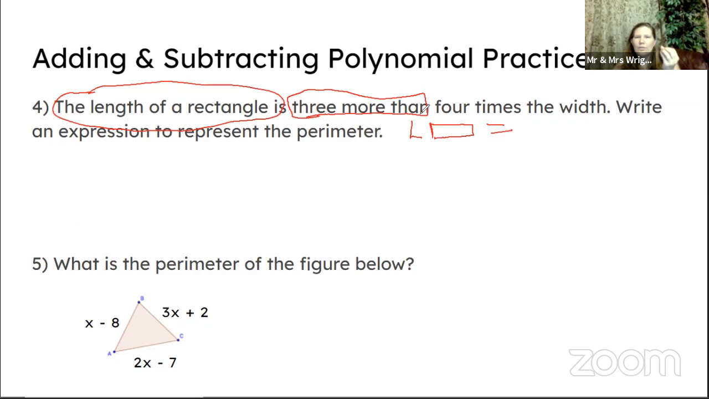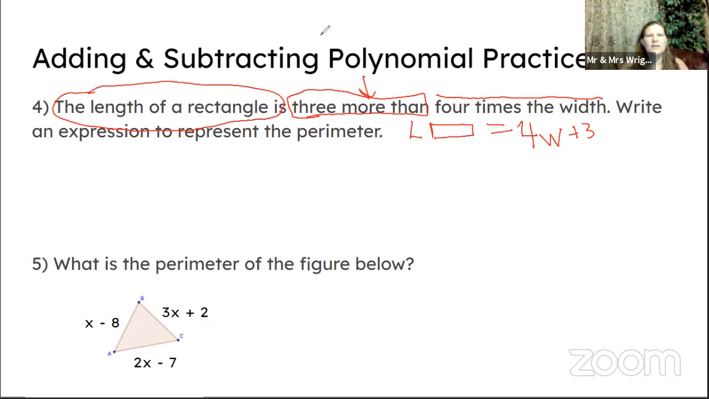Okay, I've got to add 3, but I want to know what I'm adding 3 to. 4 times the width. Okay, I'm going to put a 4 and a W, and then I can't forget I had to come back to this 3 more than. So plus 3. Let's check this out and see if this works. The length of a rectangle is 3 more than 4 times the width.